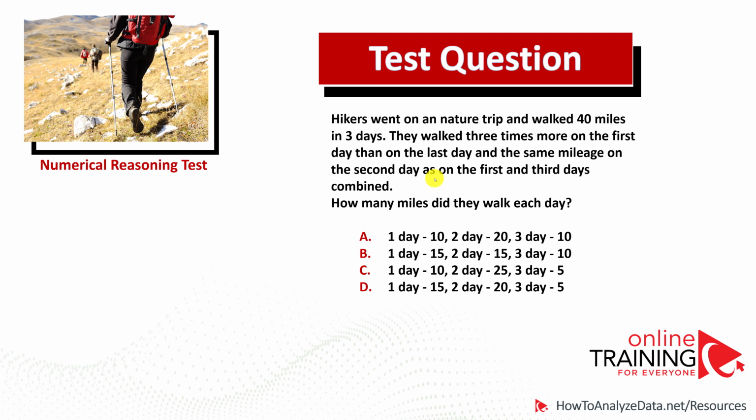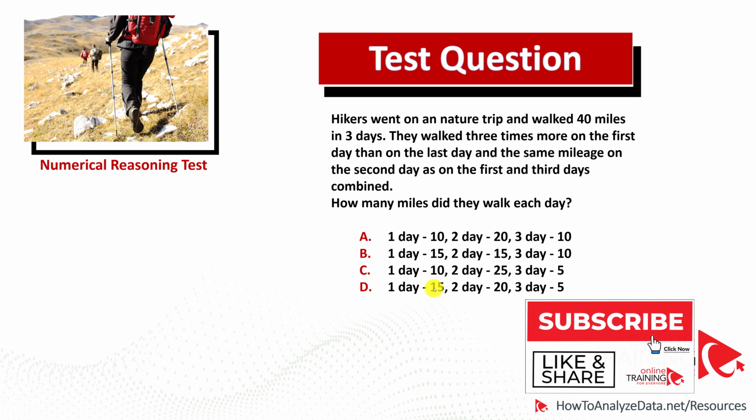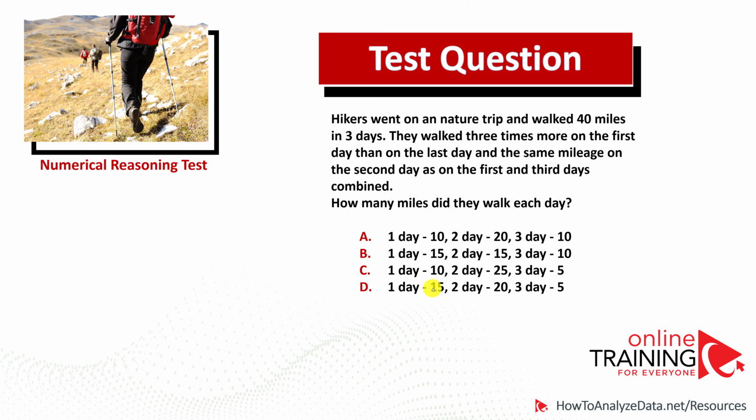Before jumping to the formula-based solution, let me show you a quick way to solve this challenge. If you read the second sentence, you would realize that they walked 3 times more on the first day than on the last day. And the only choice that matches this condition would be choice D, because in choice D, on the third day, they walked 5 miles, and on the first day, they walked 15 miles. So 5 multiplied by 3 equals exactly 15.